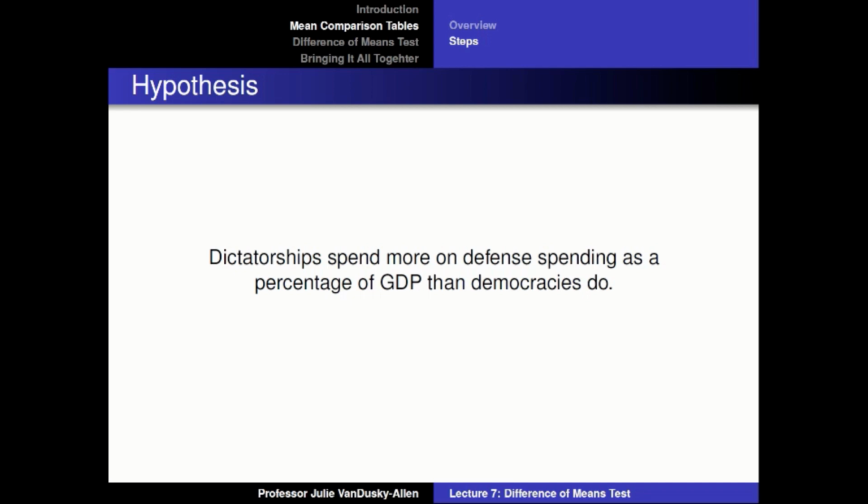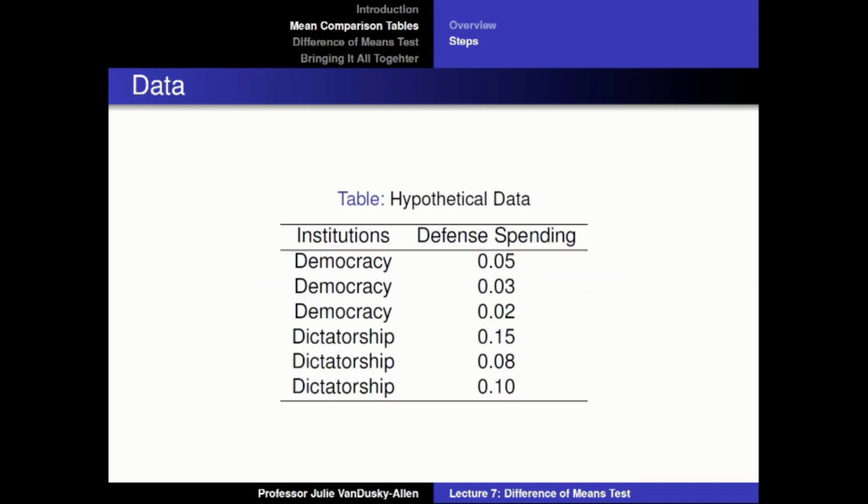Now let's say I wanted to determine if there really was a real-world relationship between institutions and defense spending. I could collect data on types of institutions in a country and how much that country spent on defense as a percentage of GDP. Here is what a hypothetical data set of that type would look like.